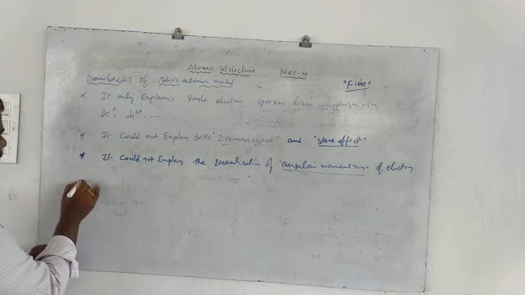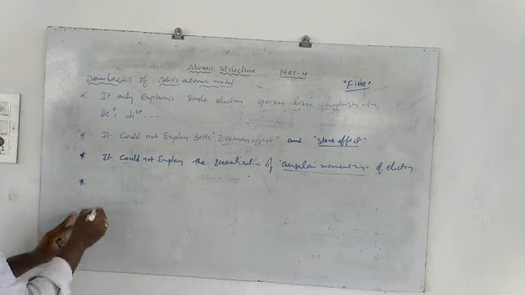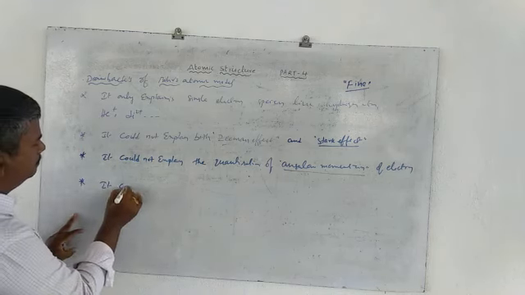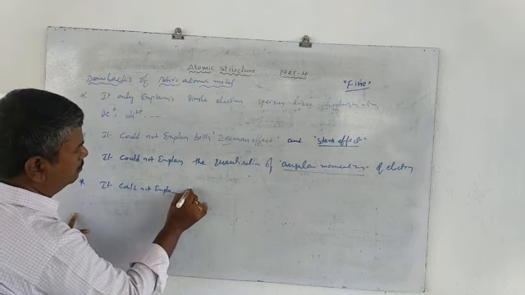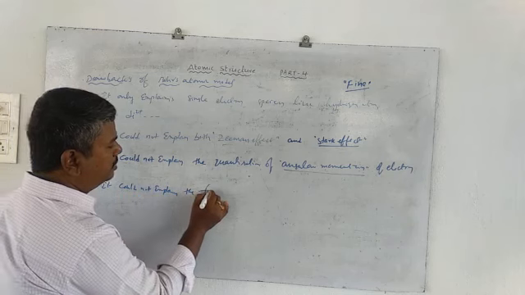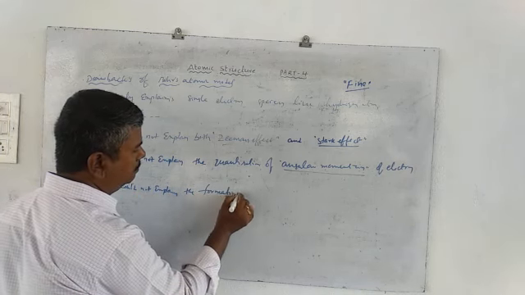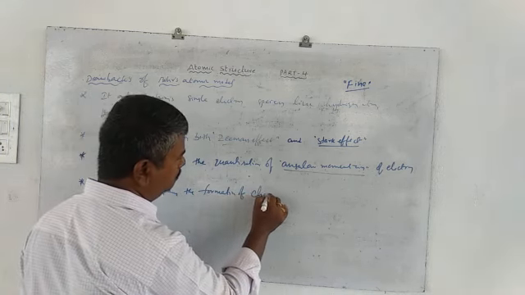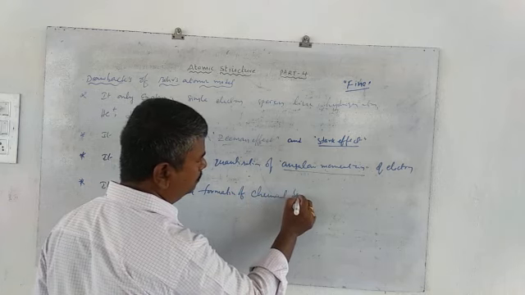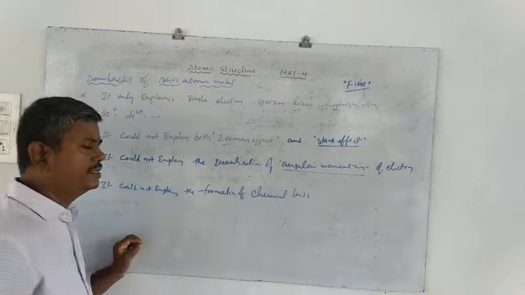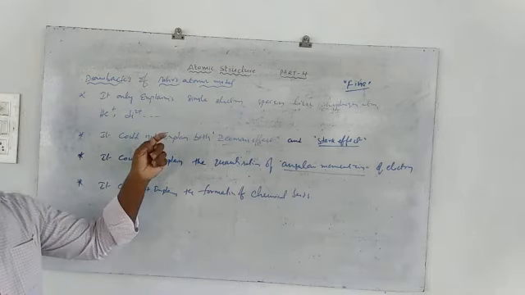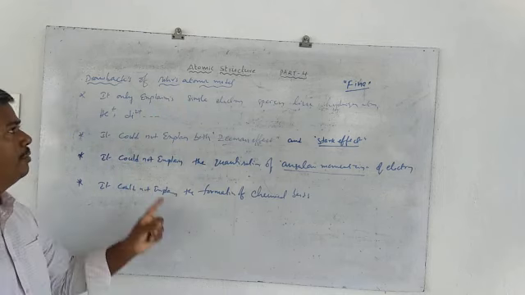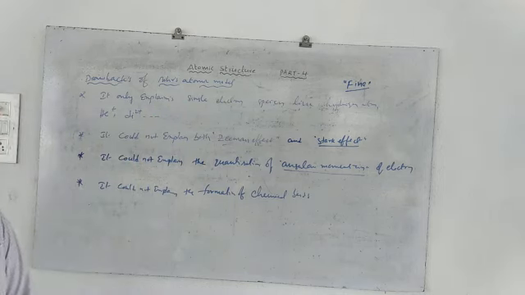And it could not explain the formation of chemical bonds. It also could not explain the formation of chemical bonds. These are the main drawbacks of the Bohr atomic model. So what is the first one?